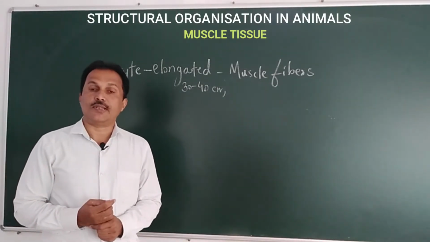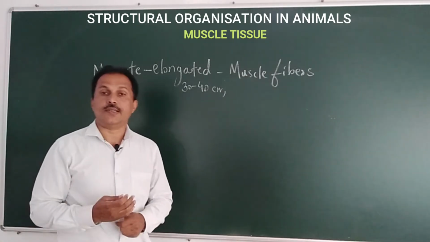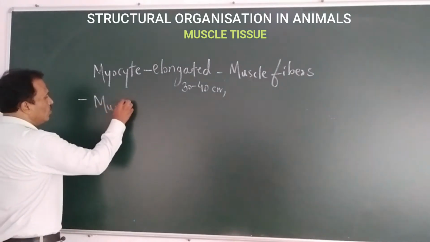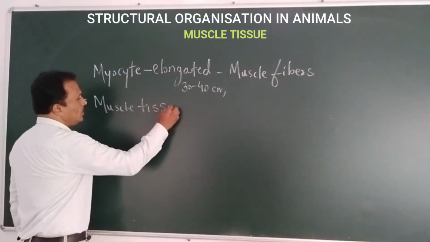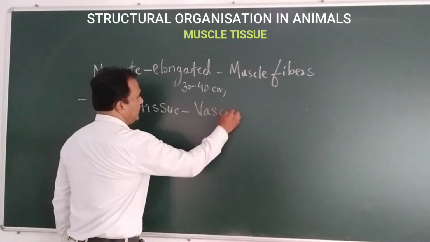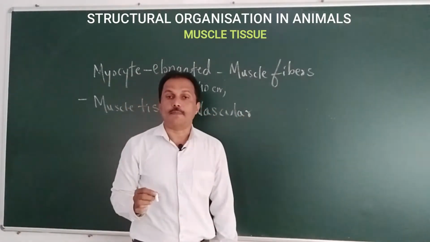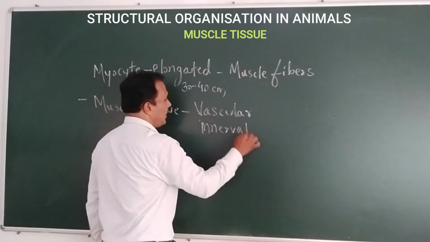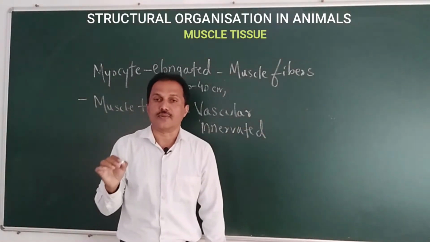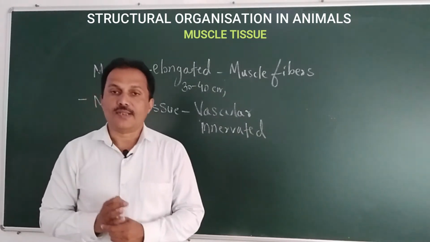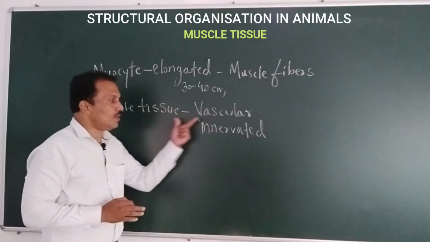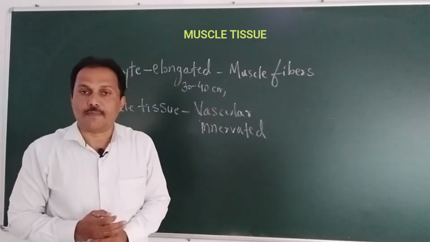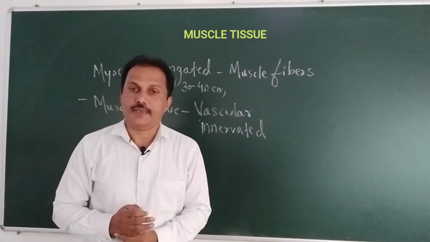When we are talking about the muscle tissue, it is a vascular type of tissue. It means it does have the blood supply. It is innervated. What is that innervation? It does have the supply of nerves. So the muscle tissue is a vascular tissue and it is innervated, which means it does have nerve supply. Vascular means it does have the blood supply.